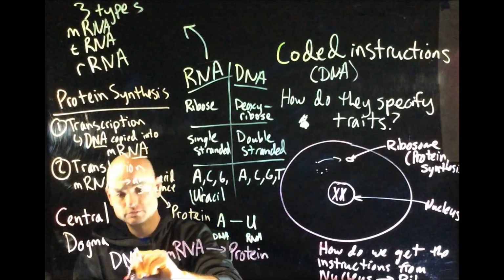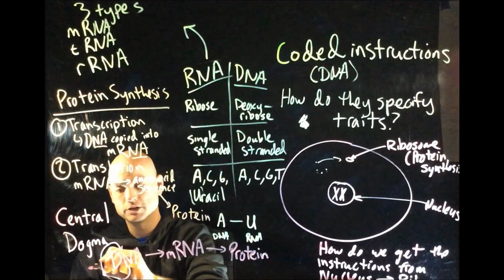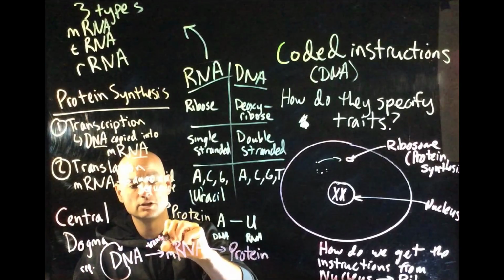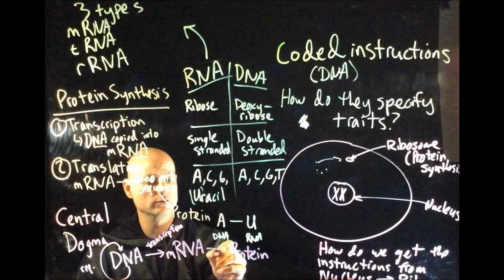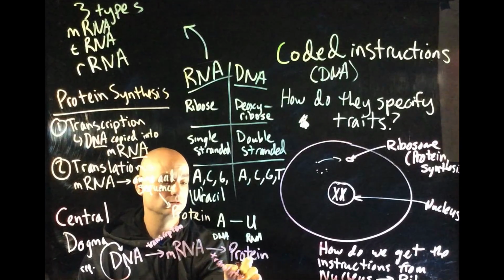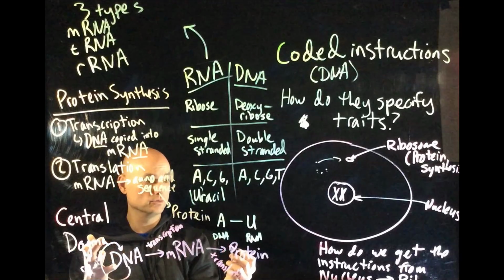Now we can also take DNA and make new DNA. So this process over here is replication. This is transcription. And over here, this is translation. Okay? Main idea. This is the main idea that we're talking about.